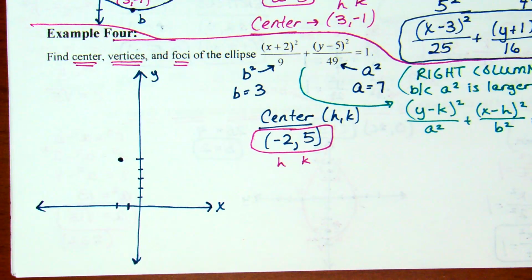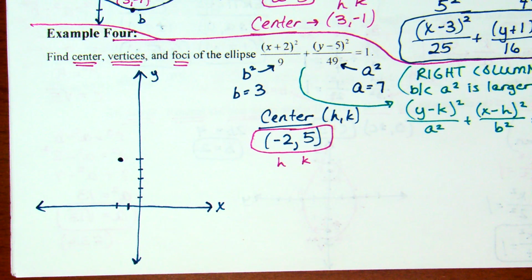Now, how do I know how to graph the next part? I guess how should we get to the vertices, the ends of the major axis? Does that make sense what I'm asking? We could use the formula, but I don't want to use the formula. I just want to count on here. What do I have to count?